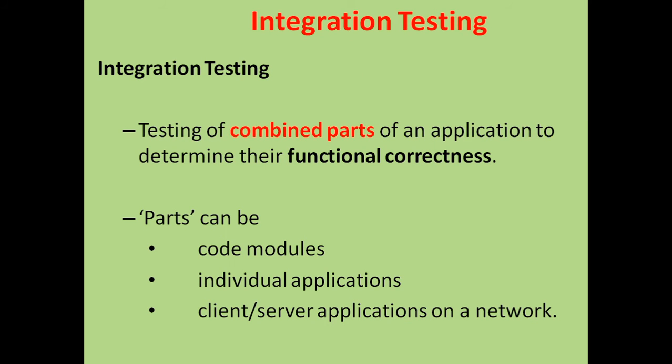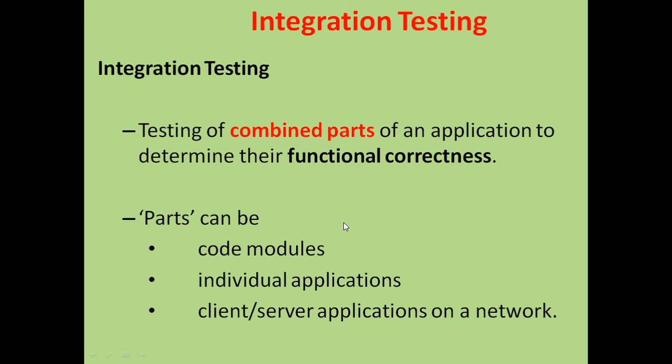Integration testing. Now the second level of testing after the unit testing is the integration testing. Integration testing basically shows how one part interacts with the other, whether it is interacting in the appropriate manner or not. Basically it is testing of combined parts of an application to determine their functional correctness. Standalone they are working well, but when combined, that is when one application is interfacing with the other, at that point of time during the interfacing, is there any issue or not? That is what we are trying to test as a part of integration testing.